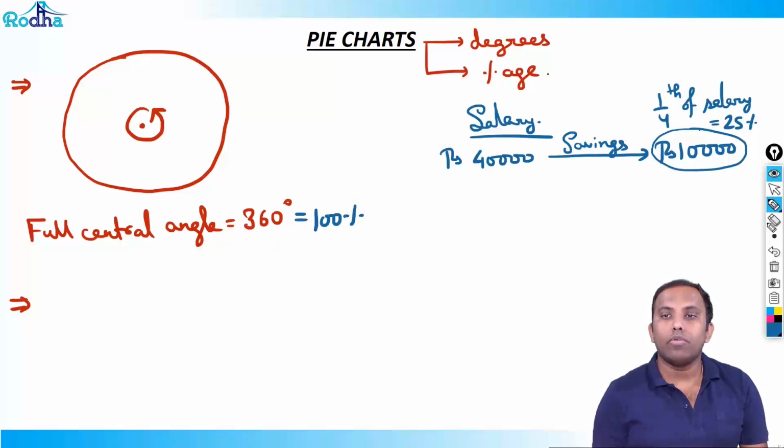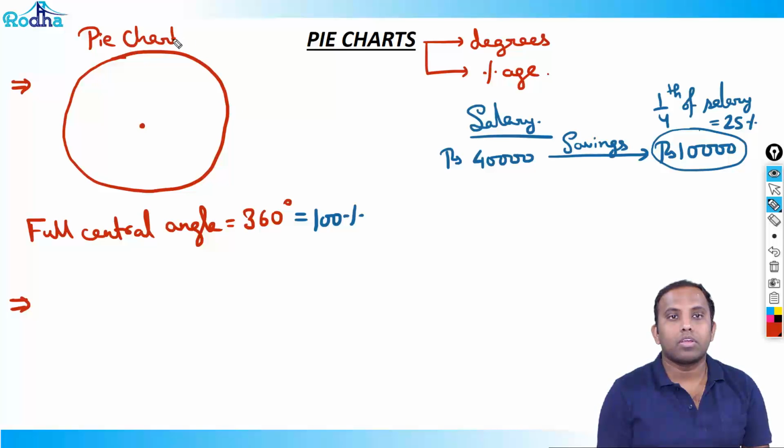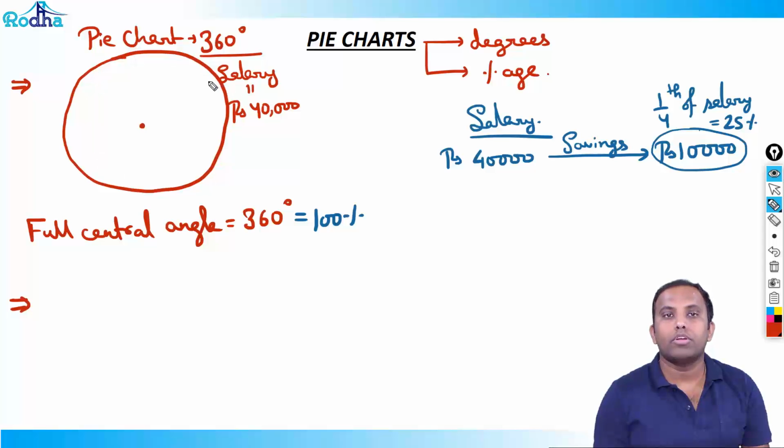How to draw this pie chart now? So what will you do here is we'll draw this. Okay, if 360 degree is 100%, so his savings is how much? His savings is 1/4 of salary. That is 25%. That means if this full pie chart shows me a central angle of 360 degree, and this full pie chart represents my salary to be rupees 40,000, then the full pie chart is rupees 40,000 salary. It depicts. Okay. Now out of this, what is my savings?